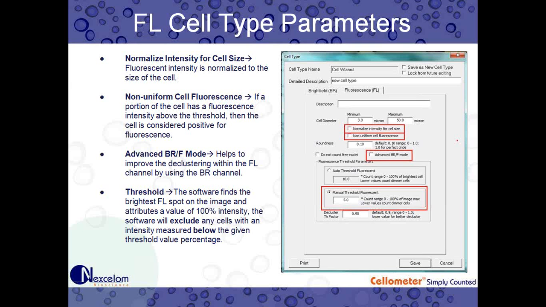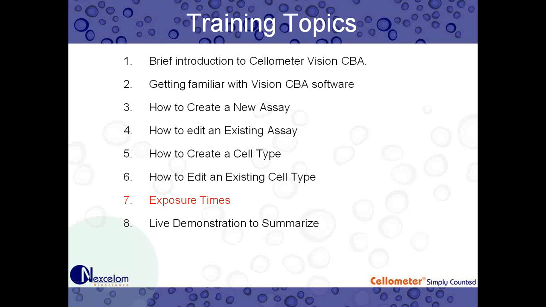There is an advanced VRF mode, which helps to improve the declustering within the fluorescent channel by using the bright field, almost as a mask, in case you have some very fluorescent cells. The threshold is when the software finds the brightest fluorescent spot on the image and attributes the value of 100% intensity to that one cell. And the software will then exclude any cells within an intensity measured below that given threshold percent value. So if you set your threshold at 5, any cells that are less than 5% as bright as that first cell will not be counted.